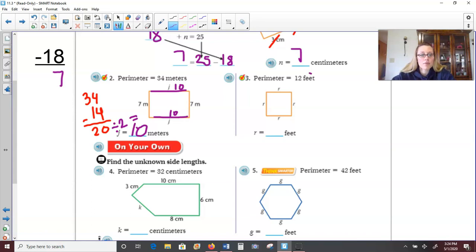On number 3, we have a total perimeter of 12, and we have a square because all 4 sides are labeled R. And so we're going to do 12 and divide it by 4, and 12 divided by 4 is equal to 3. So each side of the square would be 3 feet. 3, 6, 9, 12.